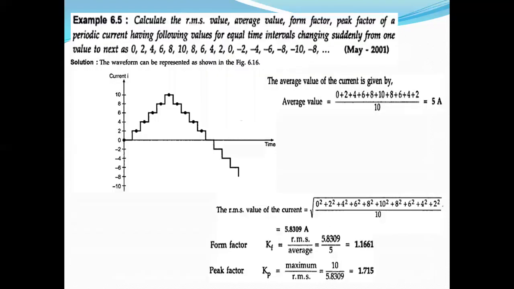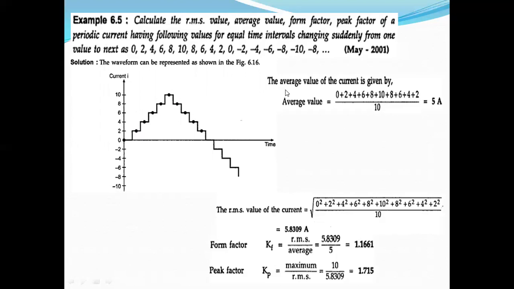Now let us take one example on this topic. Calculate the RMS value, average value, form factor, and peak factor of a periodic current having the following values for equal time intervals, changing suddenly from one value to the next, as here it is initially 0, then 2, then 4, 6, 8, 6, 4, 2, 0, like this. For this you have to find the different values. So the waveform can be represented as shown in the figure. At a particular instant of time, the different values are being shown.